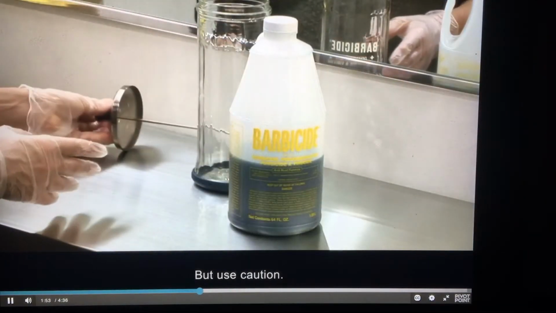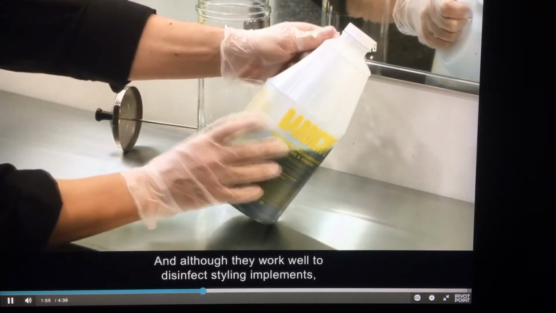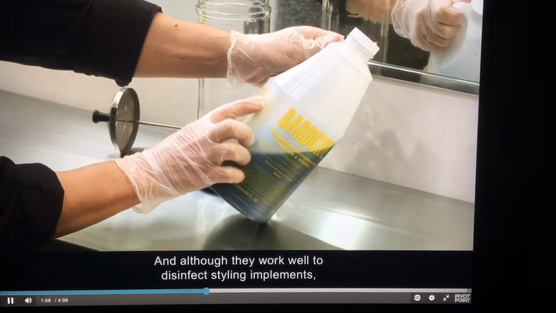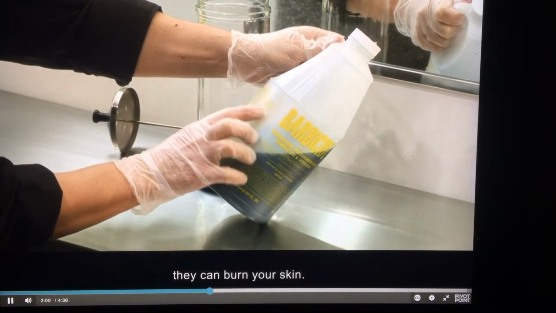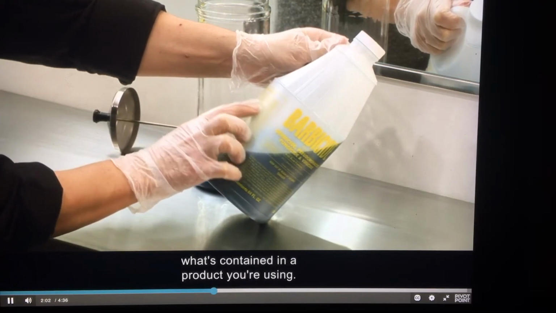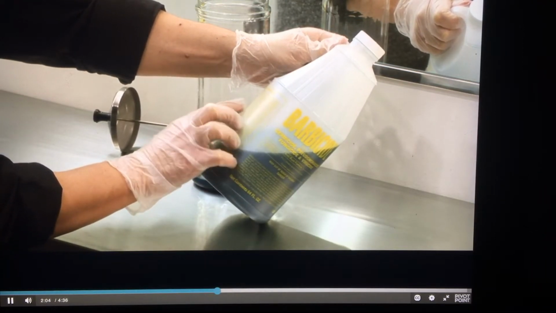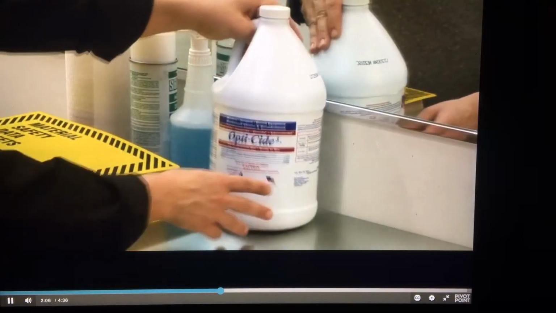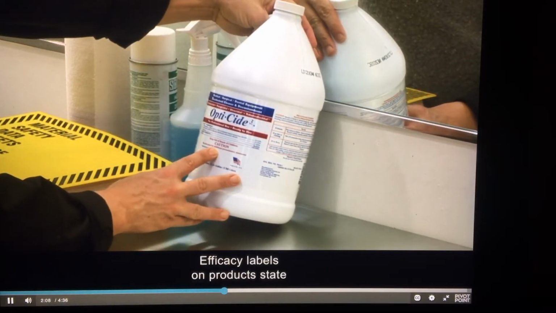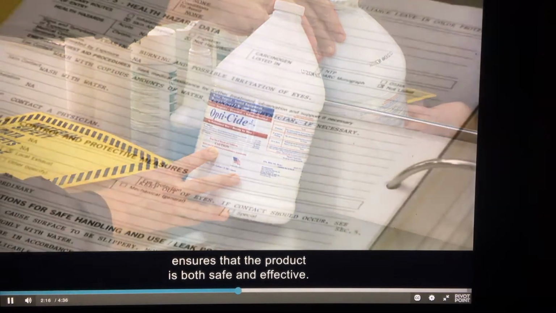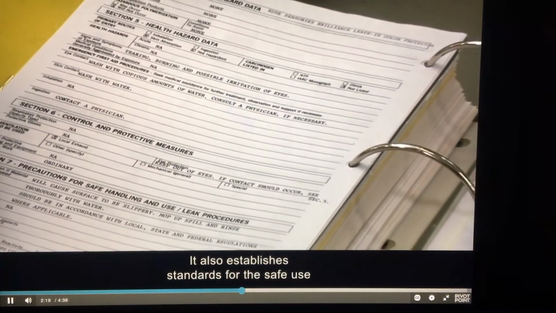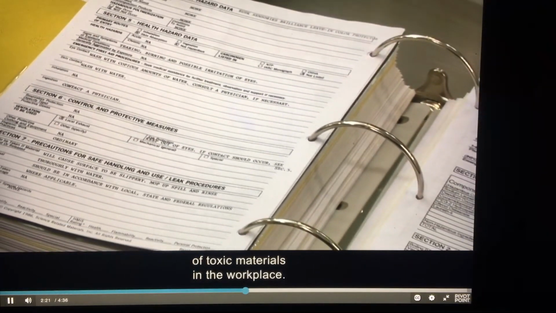But use caution. These chemicals are strong, and although they work well to disinfect styling implements, they can burn your skin. As an employee, it is your right to know what's contained in a product you're using. Efficacy labels on products state what the product will destroy or be effective against. An EPA registration number found on the label ensures that the product is both safe and effective. It also establishes standards for the safe use of toxic materials in the workplace.